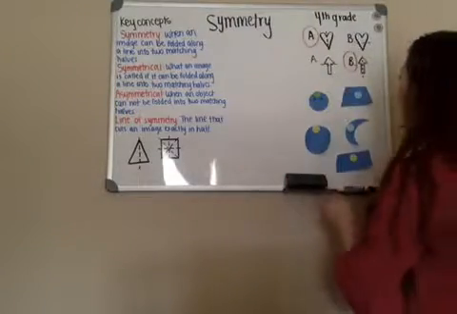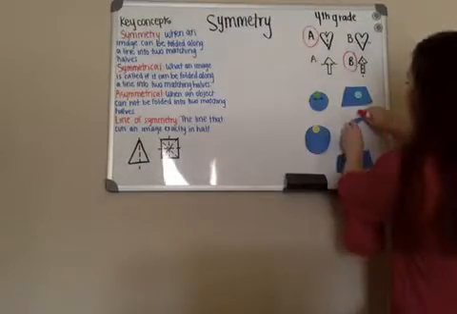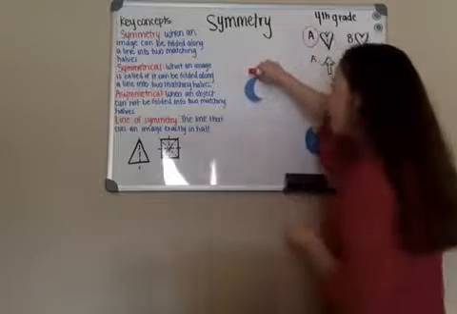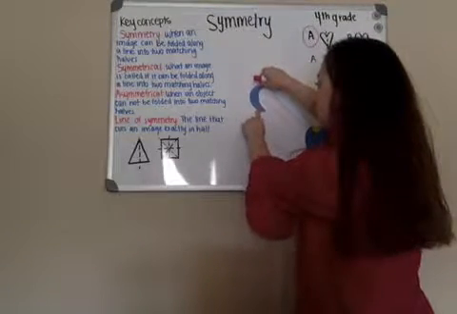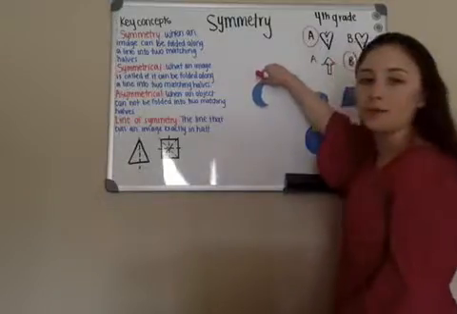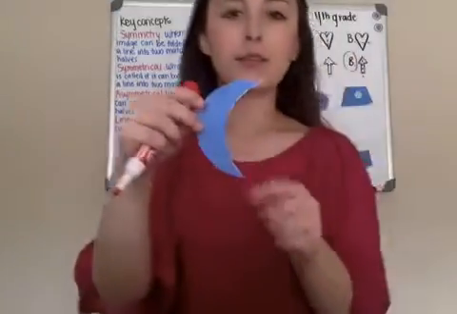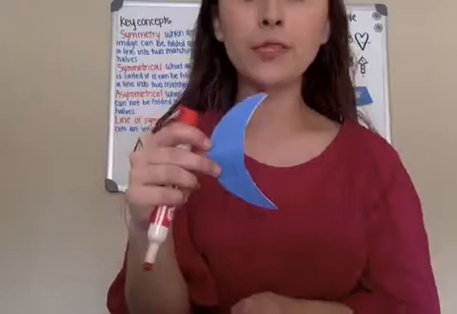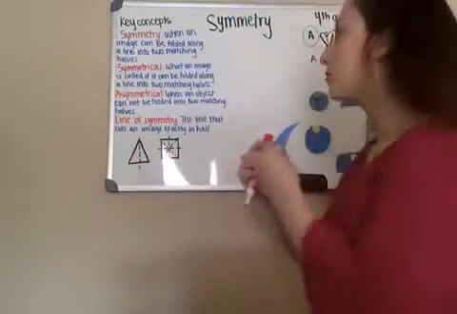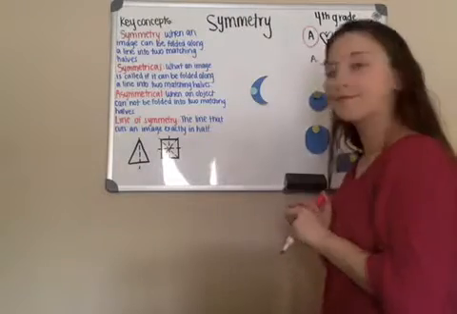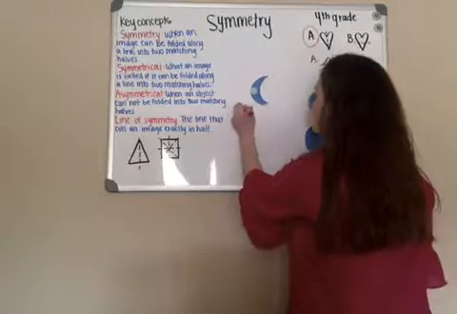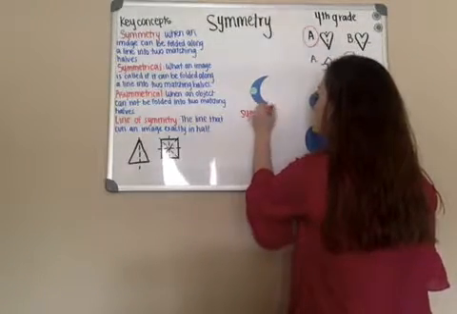Alright, now we're going to move on to these images over here. I'm going to pull them over here and we're going to decide whether this object is symmetrical or asymmetrical, and we're also going to find the line or lines of symmetry. This is our first image. Can anyone tell me whether this is symmetrical or asymmetrical? All right, it is symmetrical. Can anyone tell me why it's symmetrical?